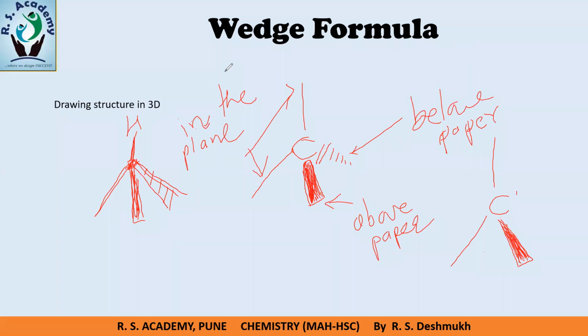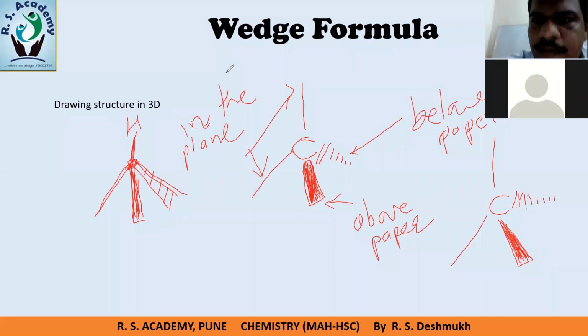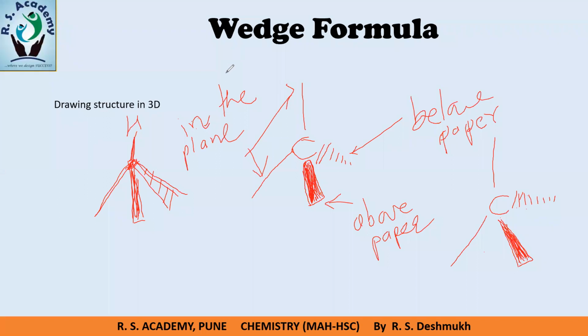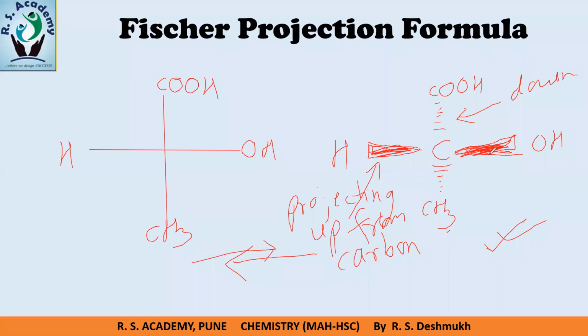And the fourth bond, we assume that bond is going below the paper, so that is represented, which is moving away from the paper on the back side. So in this case, whenever I am saying everything is possible, what is the parameter? That we are only thinking that the 4 bonds, out of which 2 are on the paper, one is below the paper and one is above the paper. Okay, in case of Fischer projection formula, some things are very important.